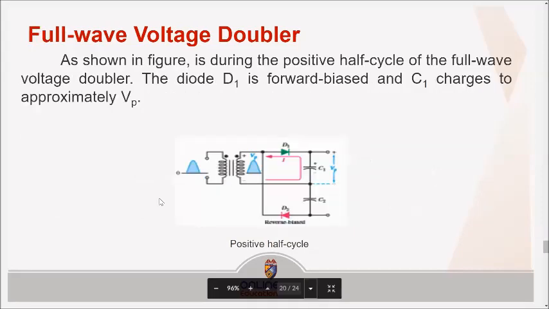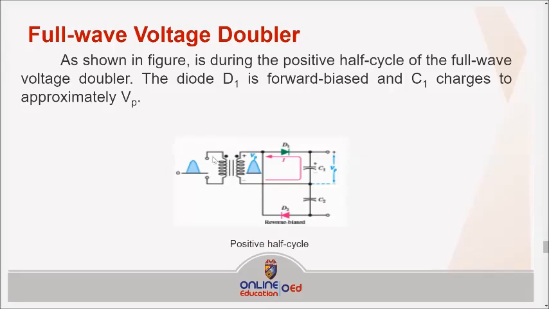How about full wave voltage doubler? As shown in the figure, during the positive half cycle of the full wave voltage doubler, diode 1 is forward bias and capacitor 1 charged to approximately yung peak voltage natin. Since yung kanina is half wave lang naman yun, kalahati lang yung schematic ang ginagamit. Dito naman is full wave voltage doubler na siya, kumbaga isang buo na, meron siyang positive half cycle ng full wave voltage doubler ang ginagamit.